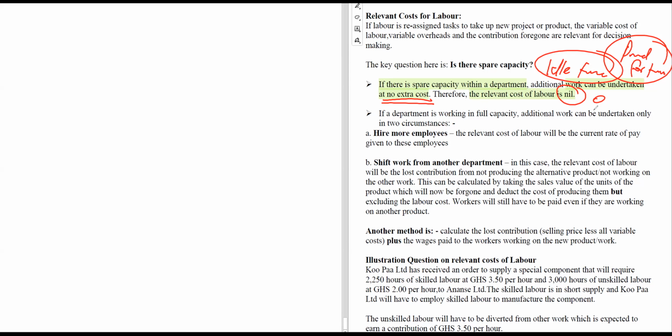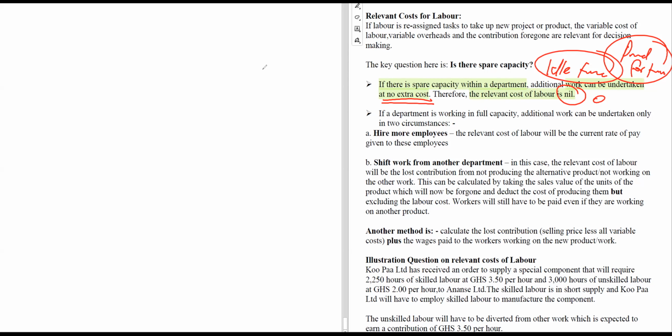Does that make sense? Yes, sir. You were working for me, right? And I paid you. But because of doing so, you are idle and I want you to do some work. Do I have to pay you again? No, sir. So during that period, the relevant cost becomes what? 0. Right?